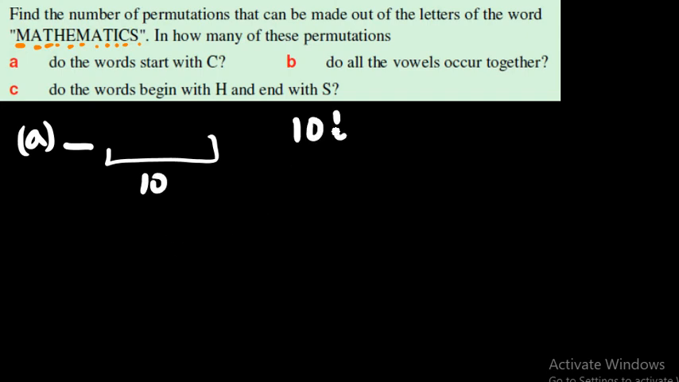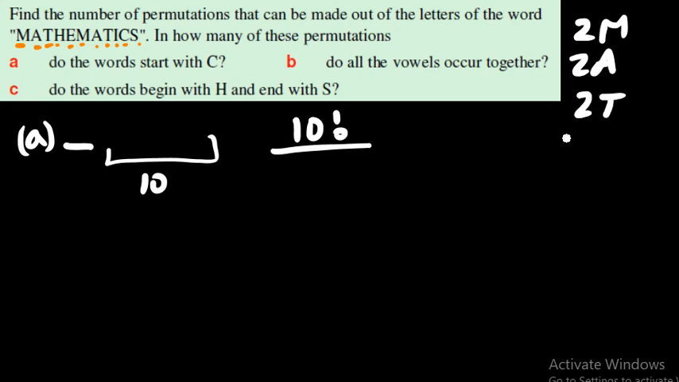But the first one says, do the words start with C? So one letter is already fixed. The first letter will be C, so we cannot touch that part. So now we have 10 letters. So the number of permutations will be 10 factorial over, we have to count those letters which are repeated. There will be 2 M's, 2 A's and also 2 T's. So we need to write as the denominator 2 factorial times 2 factorial times 2 factorial. It will be a big number, but that's the way to do it.